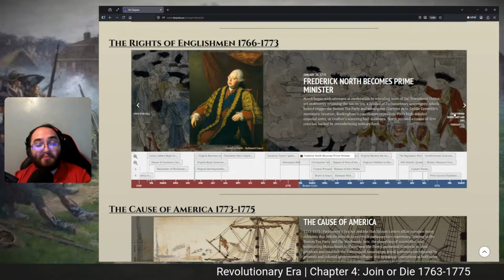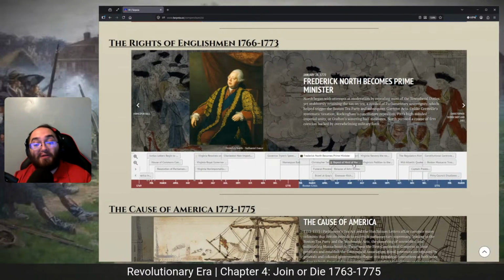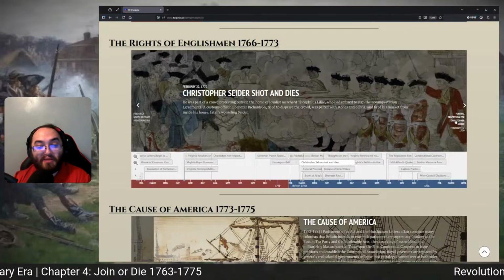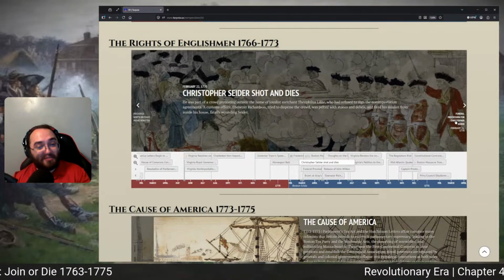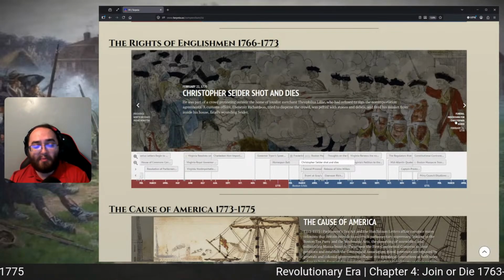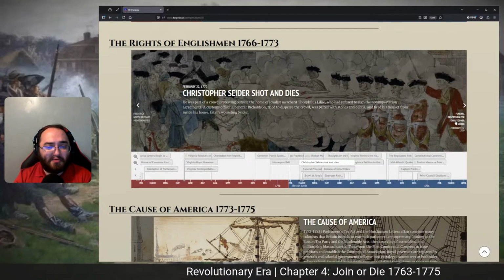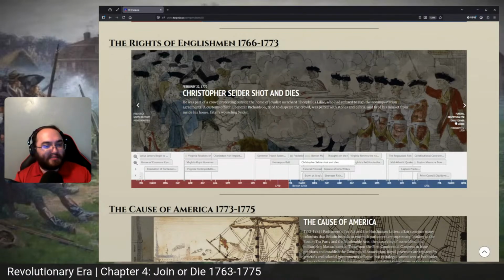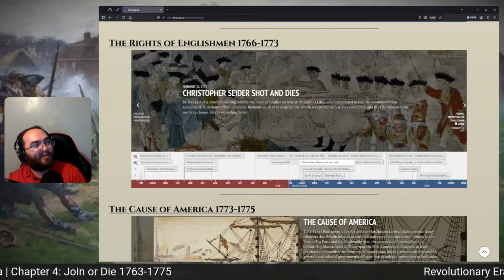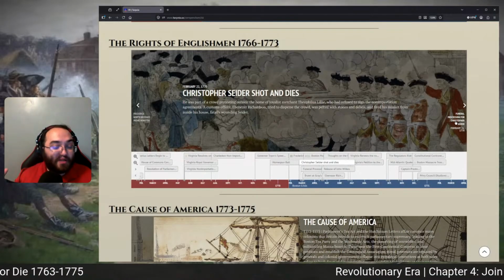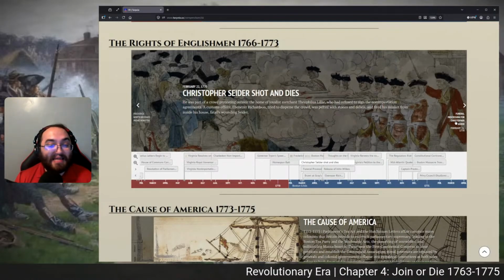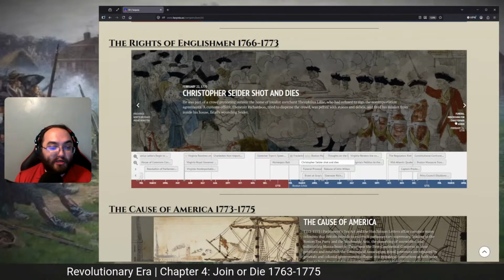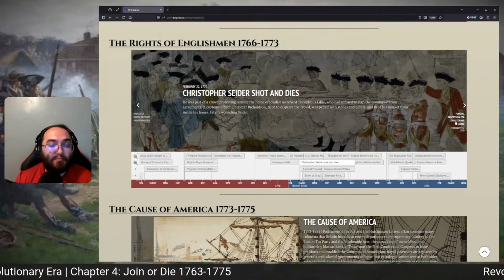Because as soon as he becomes prime minister, we have the Boston Massacre, which happens just a month later. And before the Boston Massacre, which people say the people who died at the Boston Massacre were the first people to die in this crisis, this rebellion against England, that's not true. The first person to die is a kid named Christopher Seider. He's shot and dies at a protest.